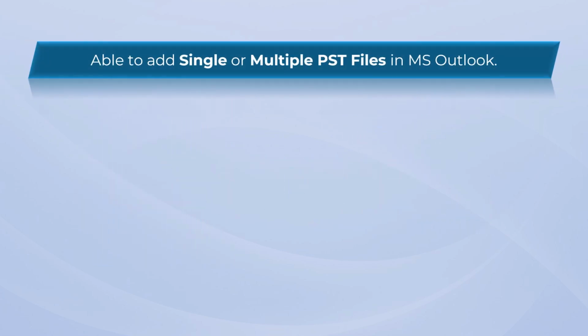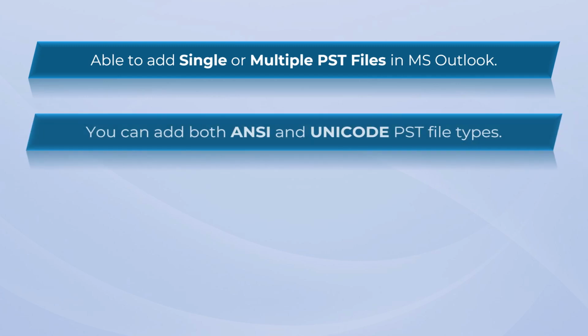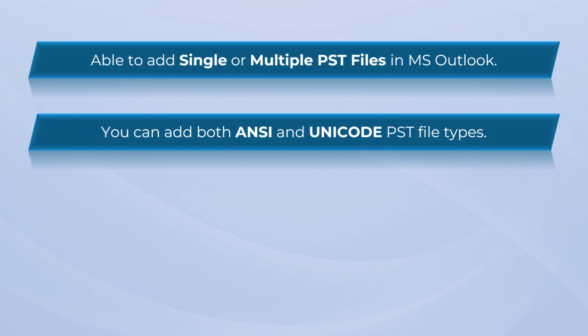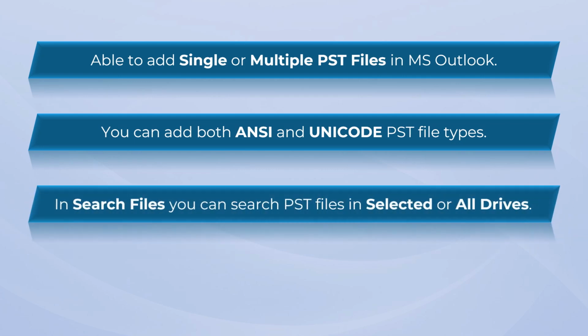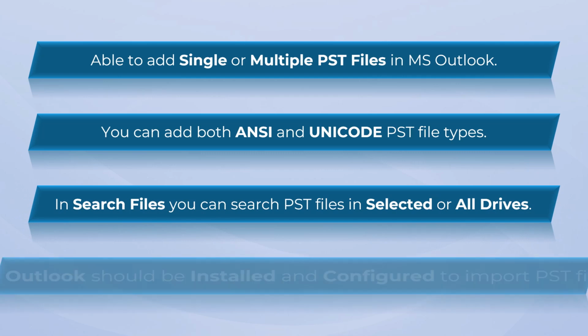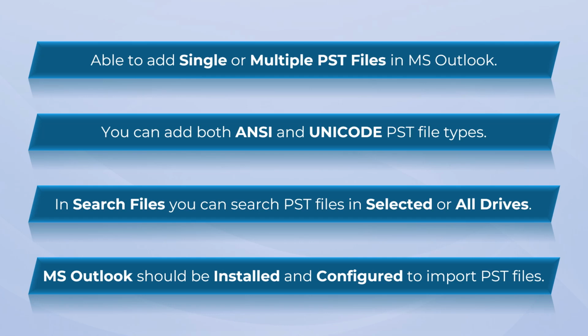Key features of the software. Add PST to label to add single or multiple PST files in MS Outlook. You can add both ANSI and Unicode PST file types. In Search Files option, you can search PST files in selected or all drives. MS Outlook should be installed and configured to import PST files.